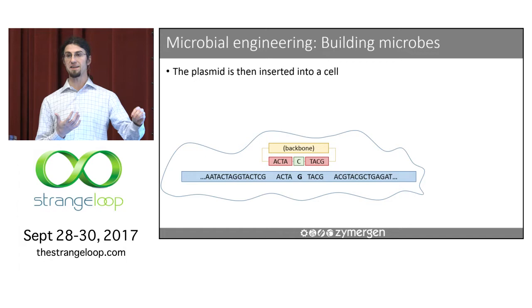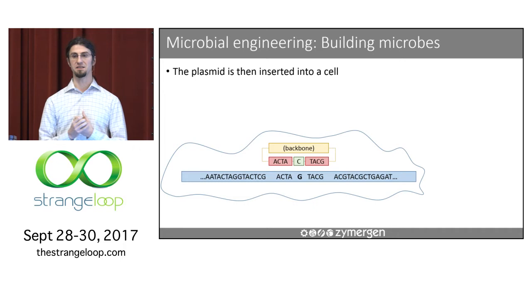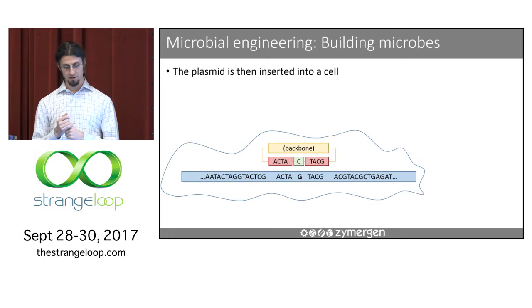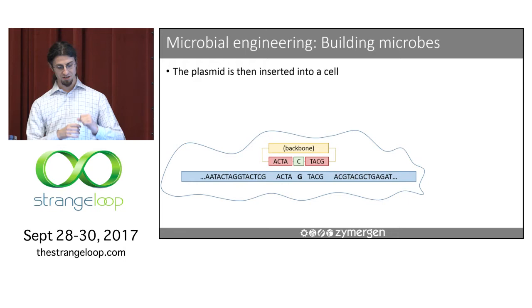So at the bottom of the screen, we could see a cell with, in blue, our main DNA genome floating around in there, and our plasmid is also floating around in there. And I've helpfully aligned for illustrative purposes the homology regions of the plasmid directly on top of the same regions within the cell's own genome.